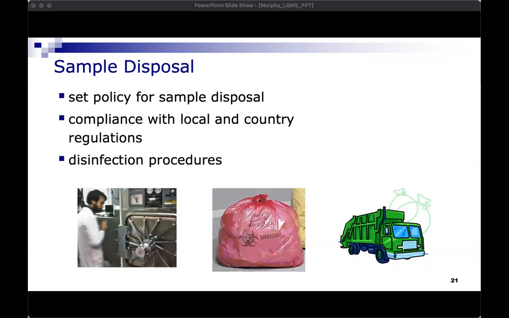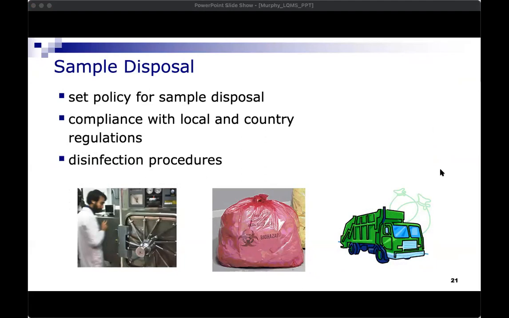So going on to sample disposal. So now we have taken the sample, we've analyzed it, we've stored it, we no longer need it, and it can be disposed of. So again, it's the lab's responsibility to ensure that the disposal of all lab waste is handled in a safe manner.